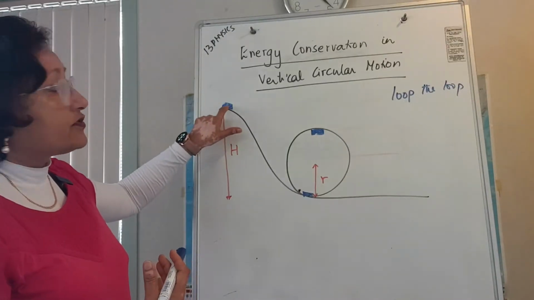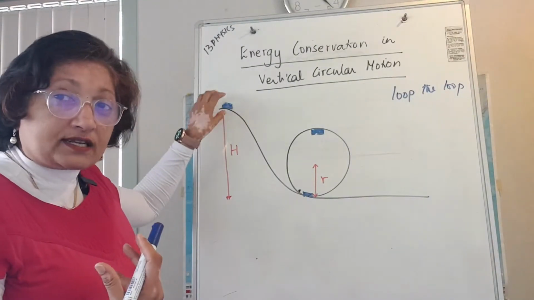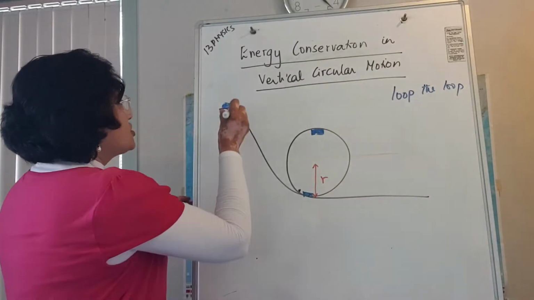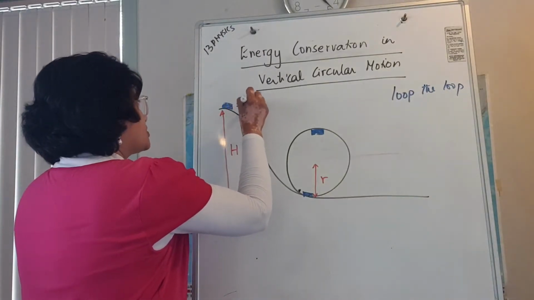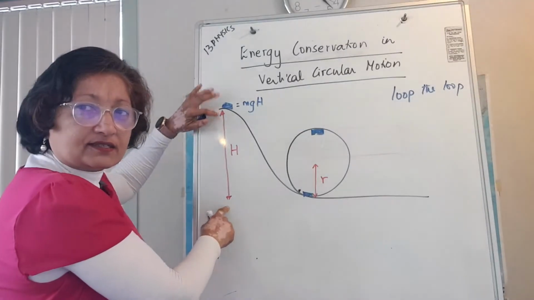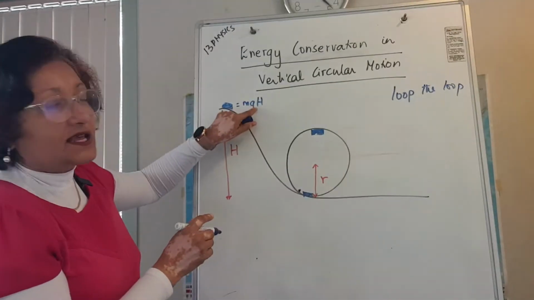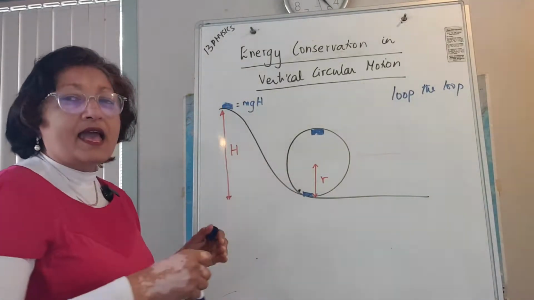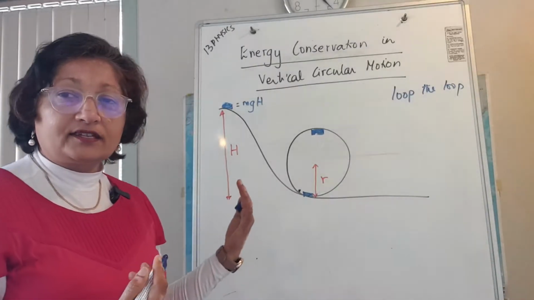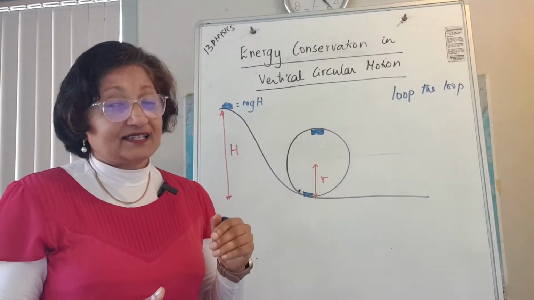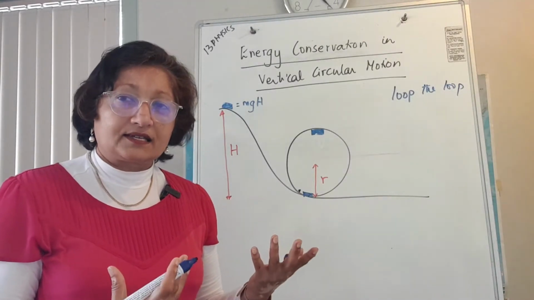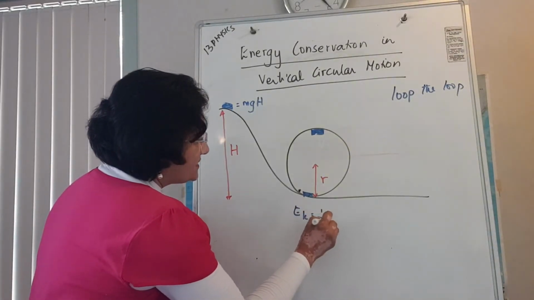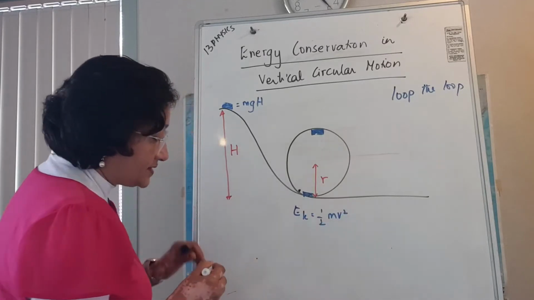When you're at the top over here, and if you're motionless for just a little bit of time before you come hurtling down, all your energy over here is gravitational potential energy, mgH, where capital H is the height of this hill, m is your mass, and g is acceleration due to gravity. When you come down the hill, let's assume that no energy is lost in the form of friction. In reality it is, but let's just take ideal conditions over here. So all the energy will be kinetic, and that's equal to EK equals half mv squared.